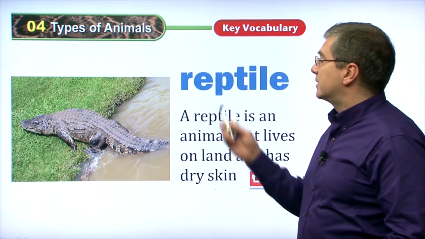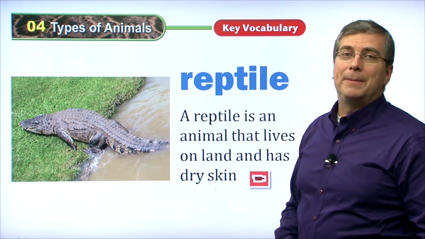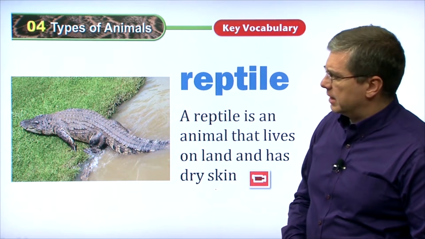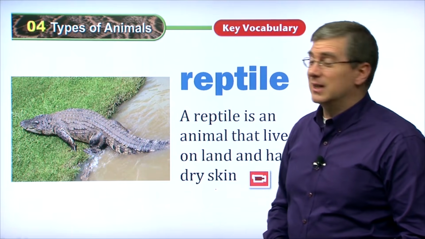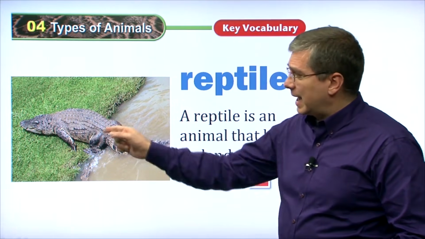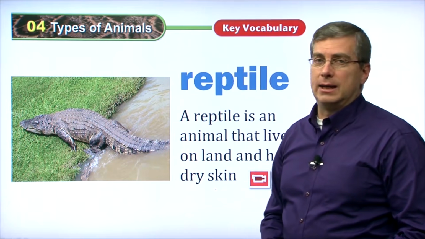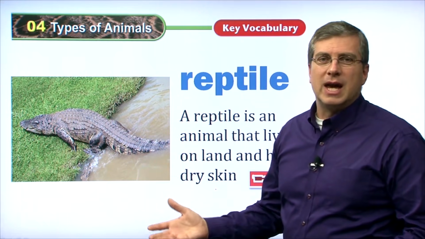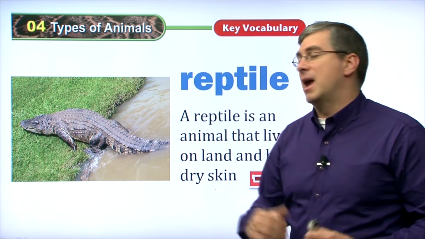The second group is reptile. Reptile. And this is an example of a reptile, a kind of ugly but also a little bit scary example of a reptile. What is this? Looks like an alligator or a crocodile, right? So how do we describe reptiles? How are they different from mammals?